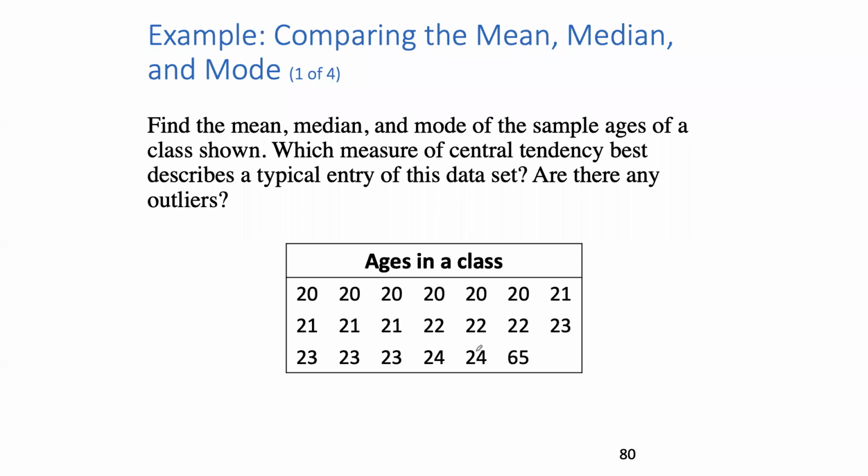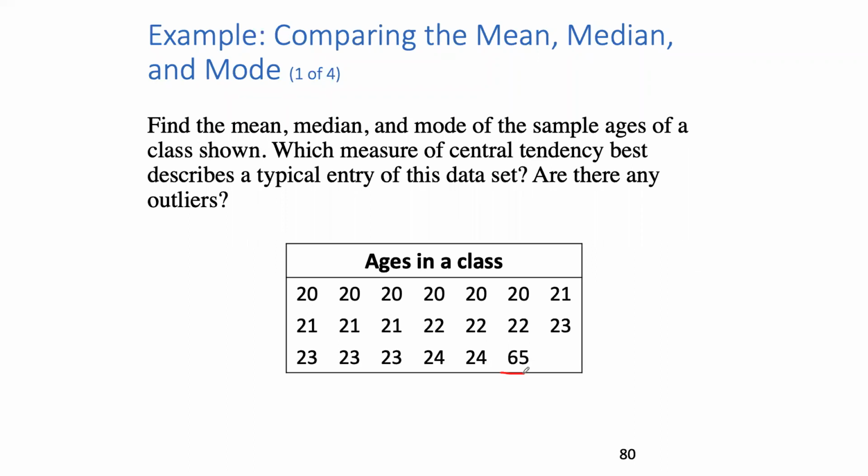All right, so here's an example where we can look at all three measures of central tendency and then decide which is the better measure of central tendency. We have recorded the ages of all the people in the class, and there are a lot of 20-year-olds, 21-year-olds, 22, and there is a large outlier here, a 65-year-old who's just in the class as well. Given that this is a data set that we've collected, we might want to know what the typical value in the data set looks like.